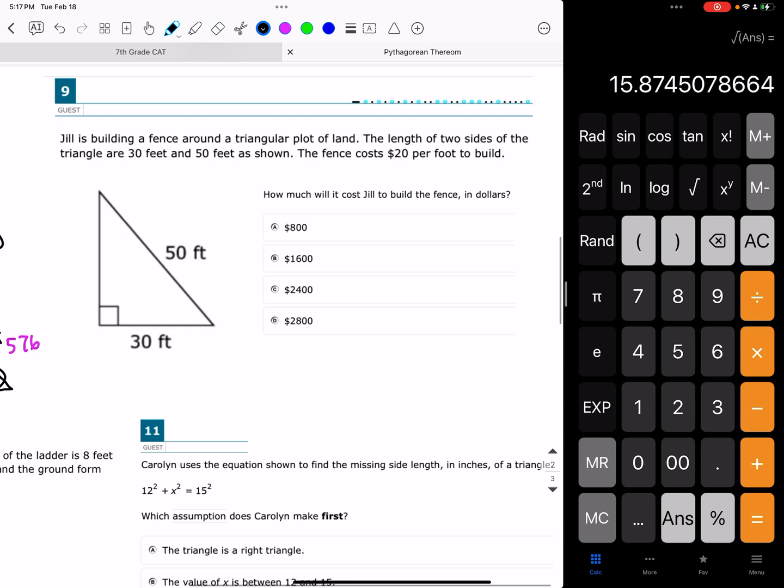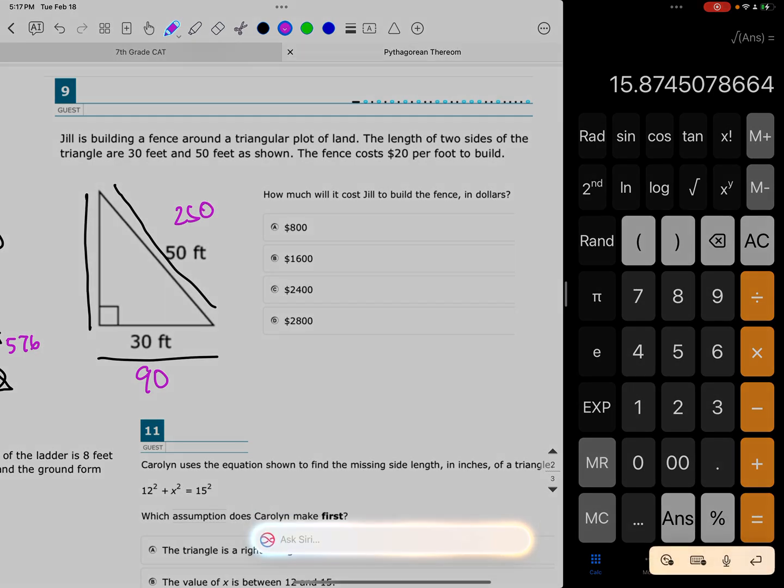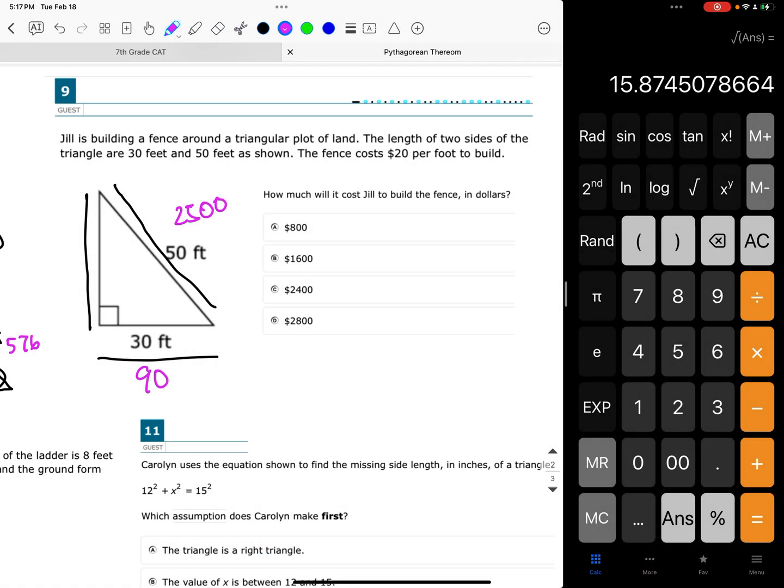All right, this one's multiple steps. We've got a fence that's 30 feet. She's got a fence that's 50 feet. You need to figure out how many feet of fencing that is over there. So first off, 30 times 30 is 900. 50 times 50 is 2,500. These two are the ones we add together. 2,500 minus 900 is 1,600. Take the square root, and the answer is 40.